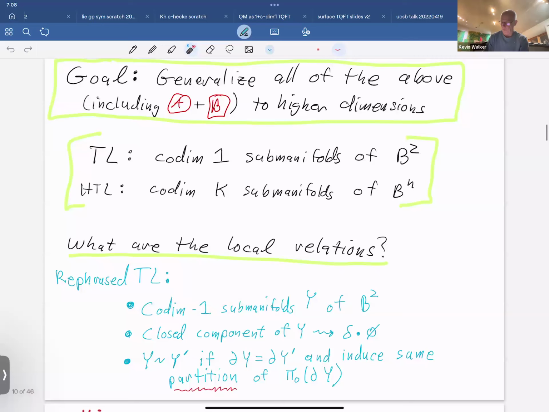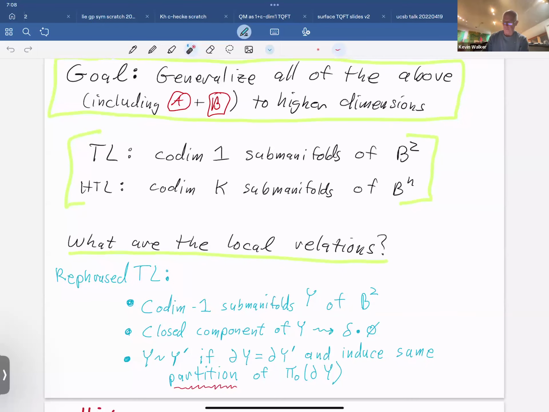Okay, so now finally, the goal of the talk is to try to generalize all that, including A and B, to higher dimensions. And then the question is, is it an interesting generalization? And I think, spoiler alert, my answer is maybe. It shows signs of being interesting, but it seems kind of halfway in between clearly interesting and clearly not interesting. But I'm going to try to make the case for interesting.